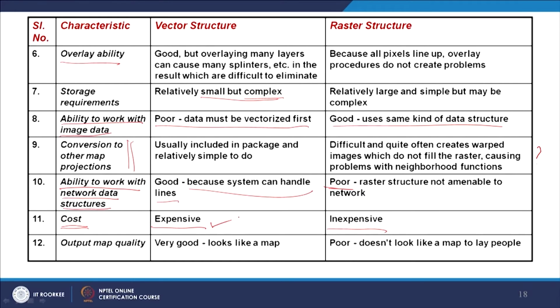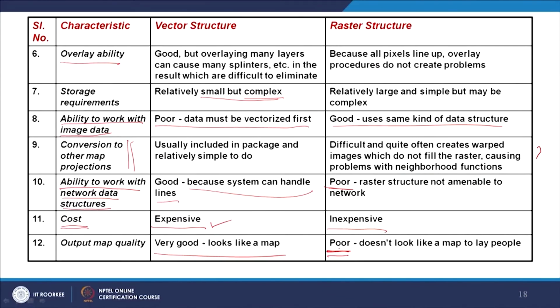If we consider output map quality, then of course vector is very good, whereas raster is poor from the map quality point of view. Poor only depends again on scale and also on the spatial resolution. If the raster data is in relatively high spatial resolution, that may not be that poor. And if you have high spatial resolution and you are representing it in a map which is, say, A4 size at 50,000 scale or so, then that may not be poor either. So, this output map quality is also very important.